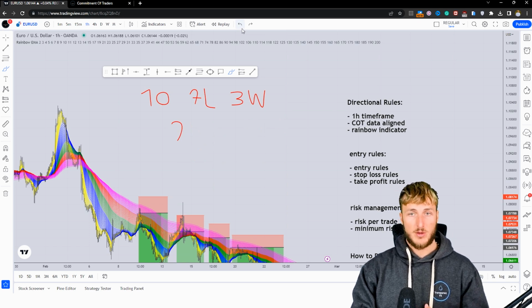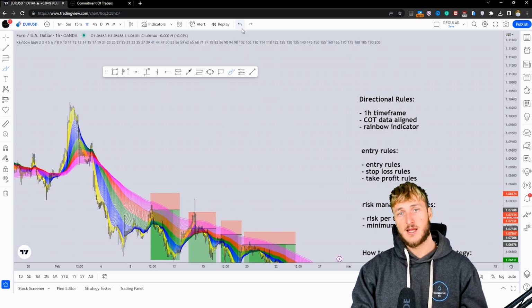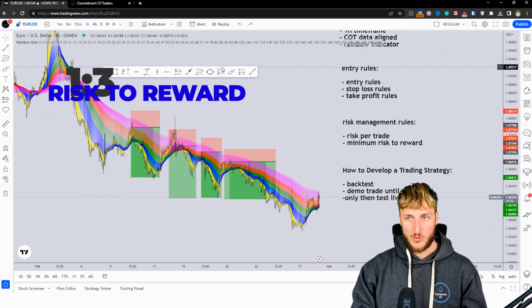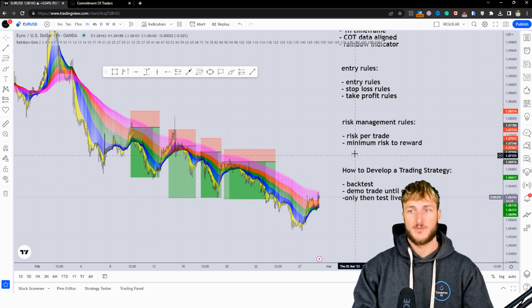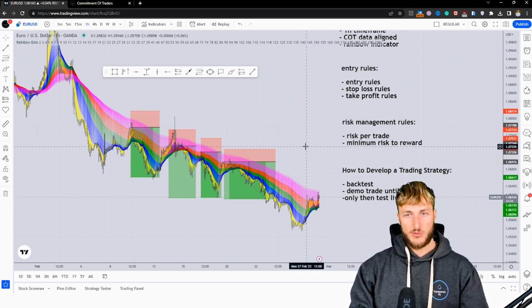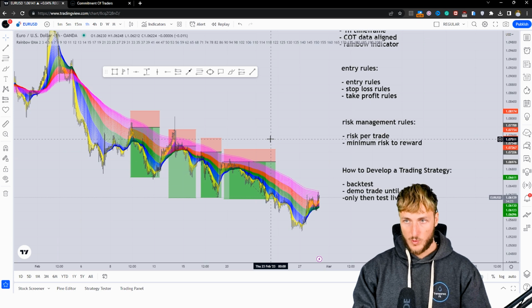And in my opinion, a proper risk to reward strategy is having at least a 1 to 3 risk to reward. Then risk per trade can easily be 1%, 2%, whatever you want. However, in my opinion, it's very important to have a 1 to 3 risk to reward.